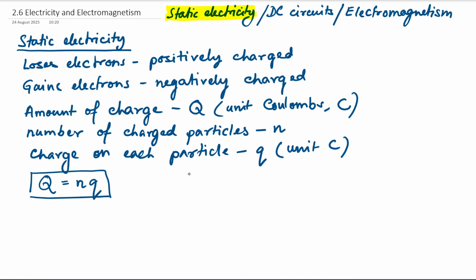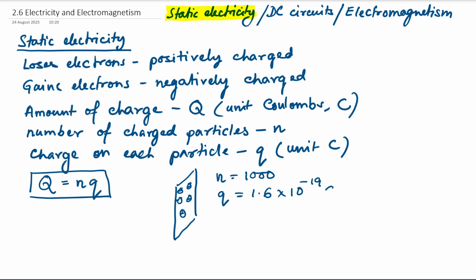Let's say we have a metal plate over here, and this plate has gained some electrons. So it has now become negatively charged because of these excess electrons. And the number of electrons it has gained is, let's say, 1000. And we know the charge on each of these electrons is a fixed number, it's a constant, and that's 1.6 times 10 to the power of negative 19 coulombs.